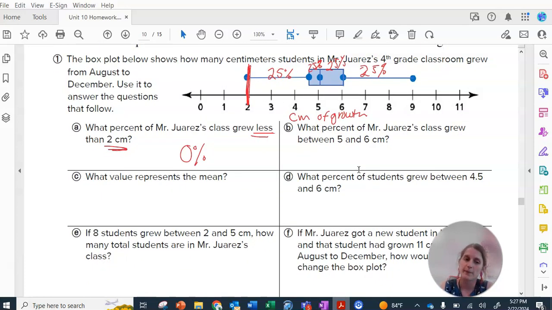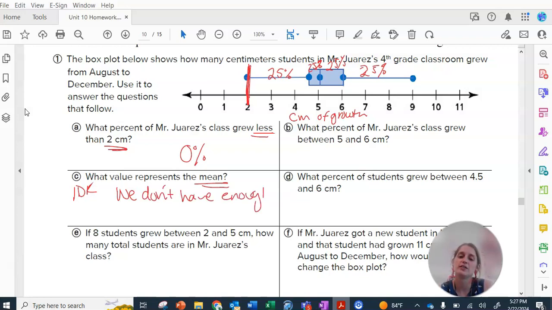Don't make up a number. We do not have access to the full list of numbers that created this data set, which means that we cannot add up all those numbers and then divide it by the number of numbers that we have. So we don't have enough information to find the mean. So this is the only one where IDK is an okay answer. Or you could say it a little bit better, like, we don't have enough information. Because IDK means like, I don't know. You do know that you don't have enough information to be able to tell me that answer.